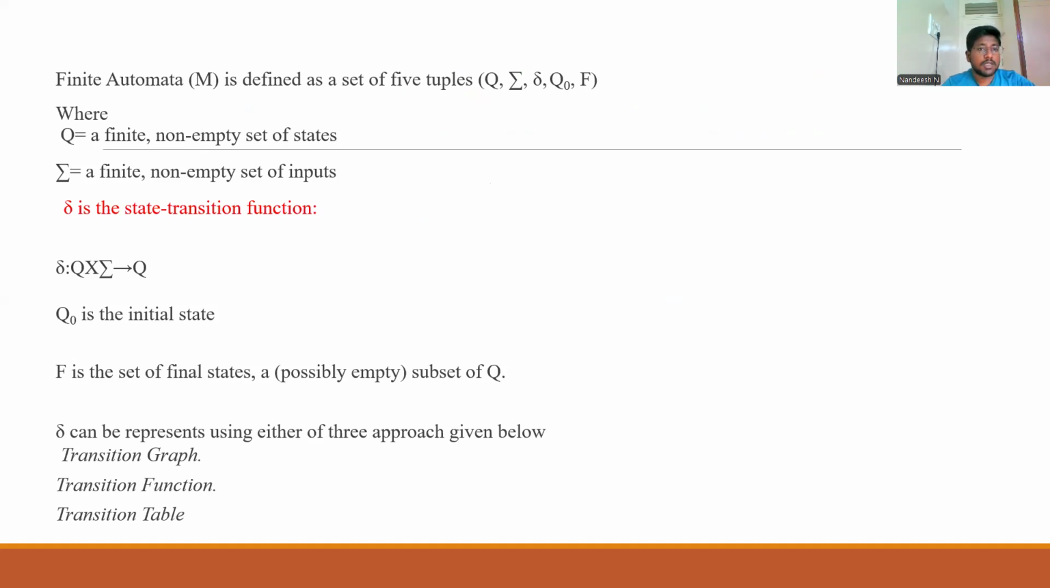A finite automaton is defined as a set of five tuples, where Q is a finite non-empty set of states, and sigma is a finite non-empty set of inputs. Delta is the state transition function, Q naught is the initial state, and F is the set of final states, a subset of Q. It can be represented using either of three approaches: a transition graph, transition function, or transition table.